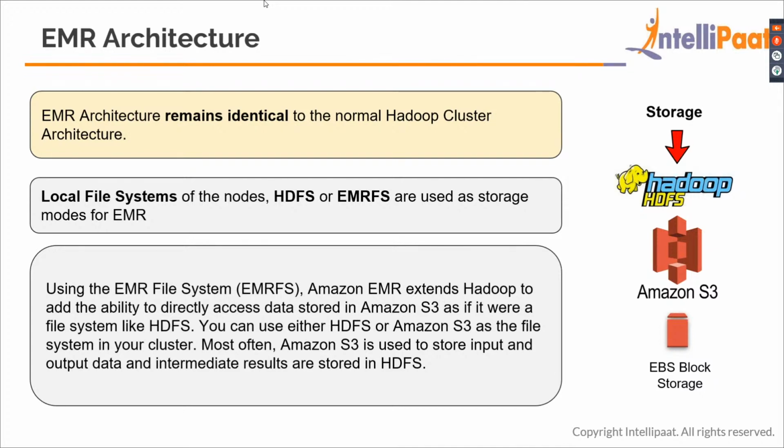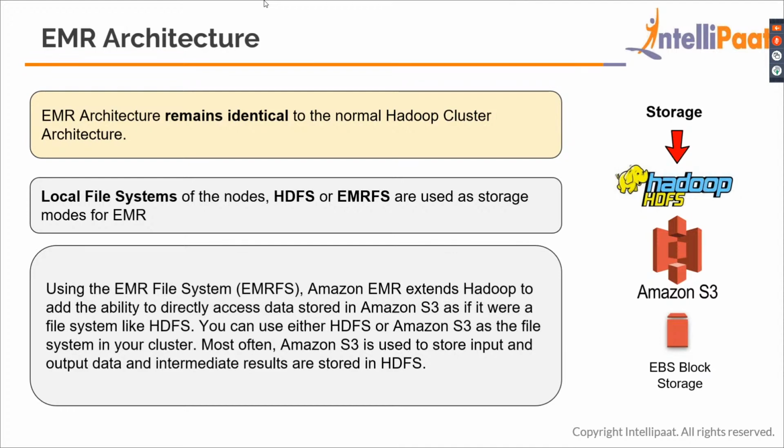Local file systems of the nodes, HDFS or EMRFS, are used as storage for EMR. So you can use the local file systems of the nodes, that is, local file systems hosted in the cloud. That local file system is basically Amazon S3. So S3 is the backend for HDFS. As I told you, S3 is used for storage, so S3 is also used for storing HDFS, that is, storing files in it.